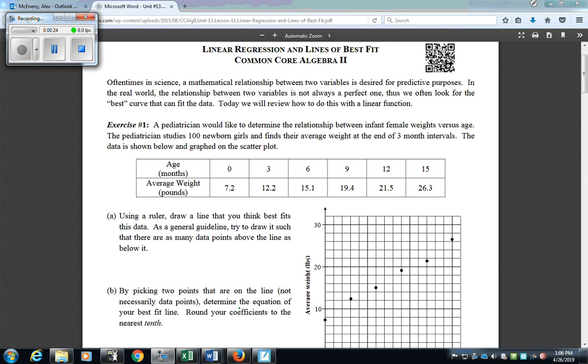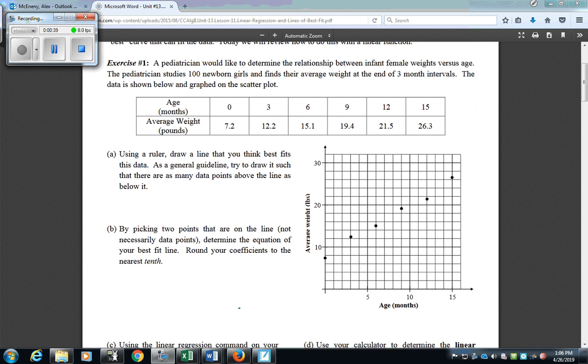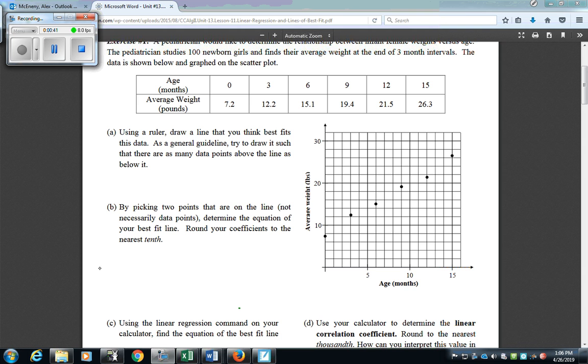We're talking about a pediatrician who is seeing if there's a relationship between an infant female's weight and the age of 100 babies. So going through parts A and B, they want us to use a ruler to draw a line that you think best fits this data. The goal with this, and again, I'm not going to actually get a ruler on the screen, is to try to draw a line that goes through some of the points as best you can. Okay, so something along those lines.